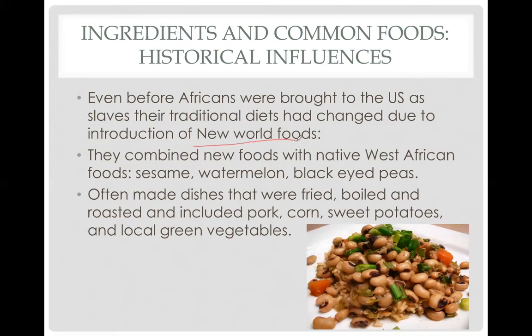The New World foods, or foods that were in the Americas, included things like cassava, corn, chili, peanuts, pumpkin, and tomato. They combined these with foods that were traditional to West Africa, so foods that they normally ate, such as sesame, watermelon, and black-eyed peas, which are pictured here. Frying was a common cooking method, as well as boiling and roasting.